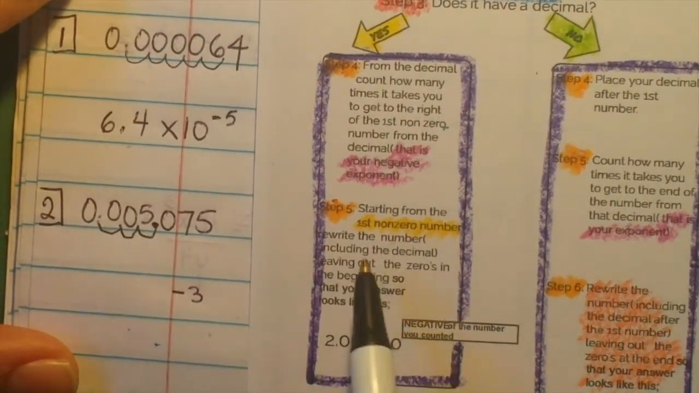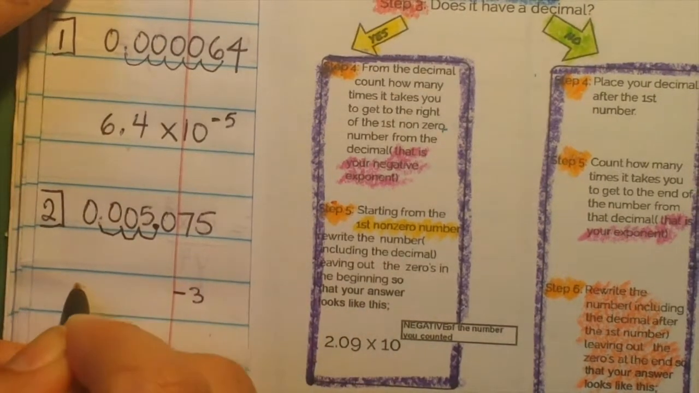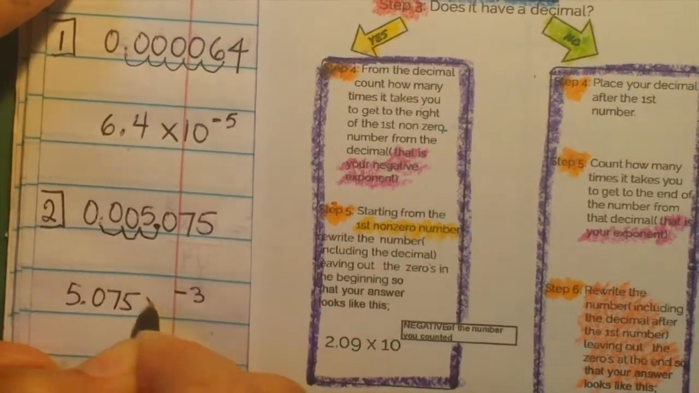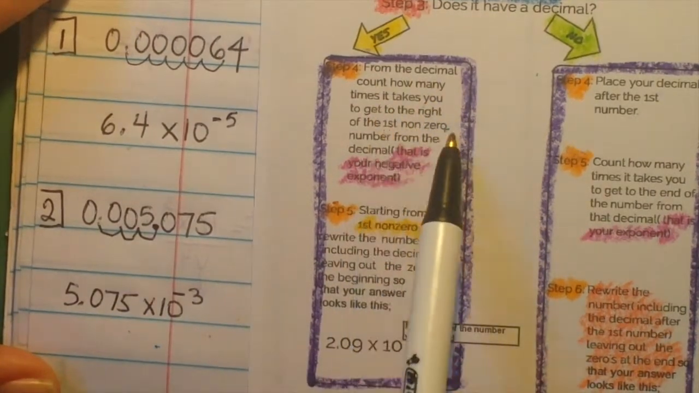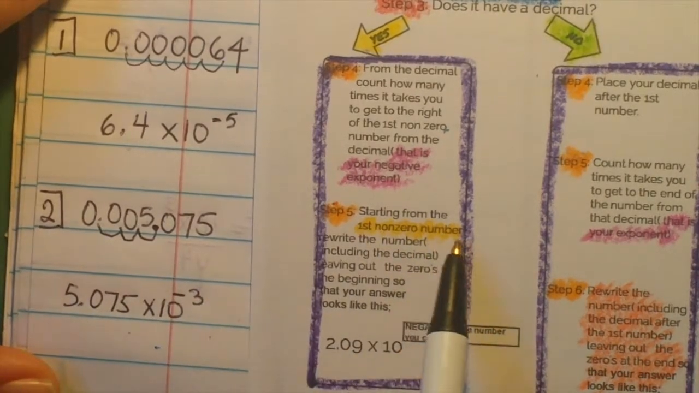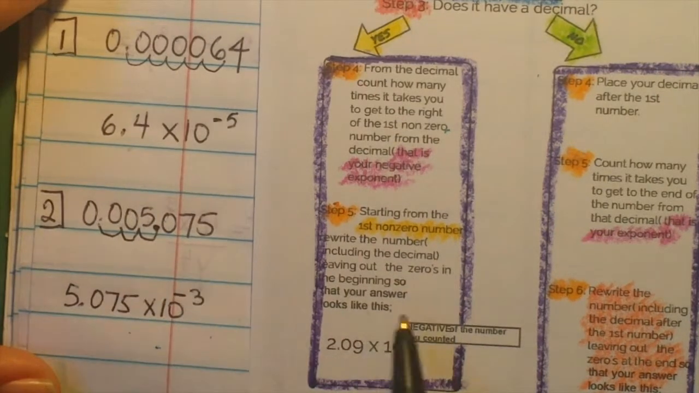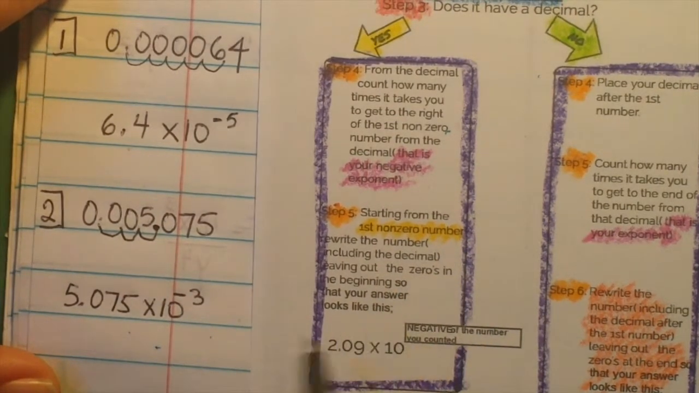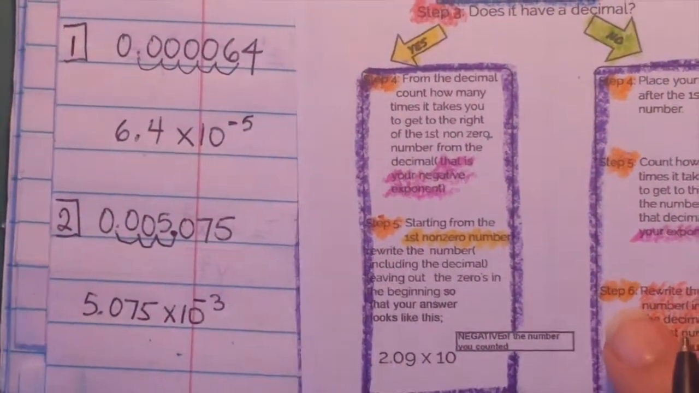Then it says start from the first non-zero number, write the number including the decimal, leaving out the zeros in the beginning, so that your answer looks like that. So the first number you're going to start with is 5.075, and basically write the whole number, all the numbers after that. Okay, so 5.075 times 10 to the negative 3. Okay, so what if it wasn't a decimal? Well, what would happen if it wasn't a decimal? So we're going to take a look at some examples of that.